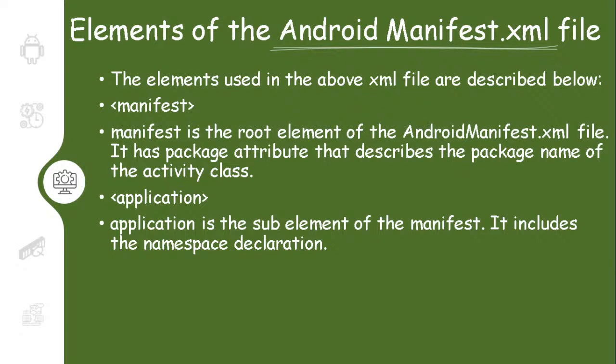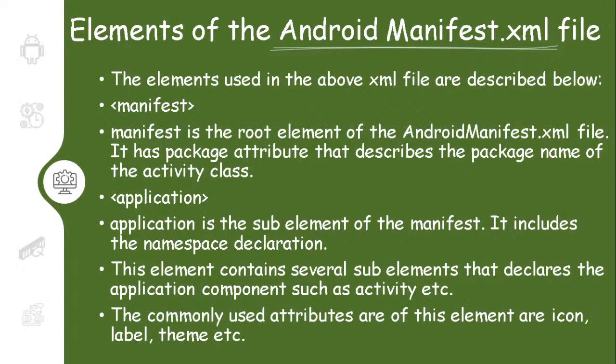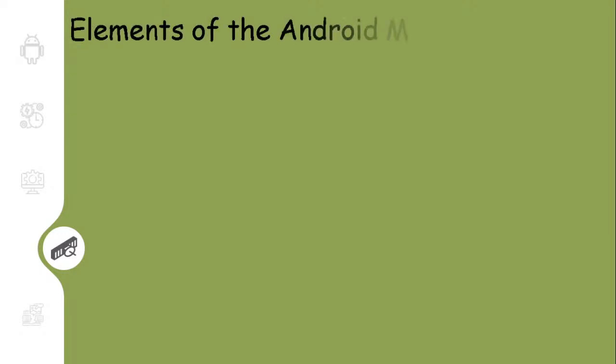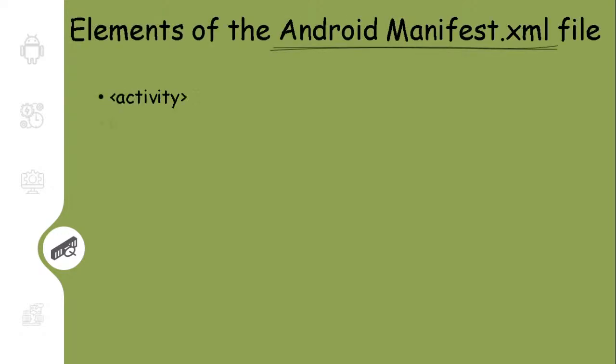Inside every configuration file, whatever we want to configure in our application will come under the manifest tag. Under that manifest tag, there will be an application tag. It is a sub element of our manifest tag, and it will also have several sub elements. We have already seen activity and intent filters, which are sub elements of our application.